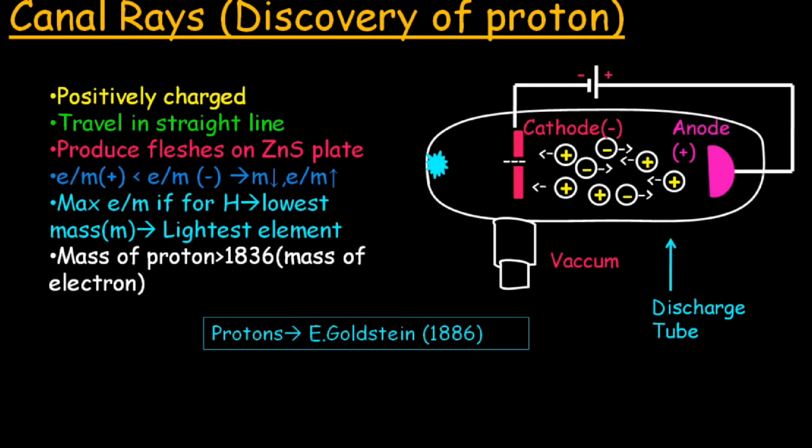Protons were discovered by E. Goldstein in 1886. This was how the electrons and protons were discovered, and it was found that electrons were negatively charged particles, and protons were positively charged particles. The e/m value of the proton is smaller than the e/m value of the electron, which means the mass of the proton is very high compared to the mass of the electron.